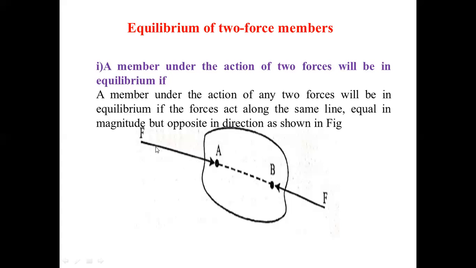Second one is equal in magnitudes. F1 is equal to F2. And the third condition is they must be opposite in direction. F1 and F2 should be opposite in direction. If you satisfy all these three conditions, then the body will be in equilibrium under the action of two forces.